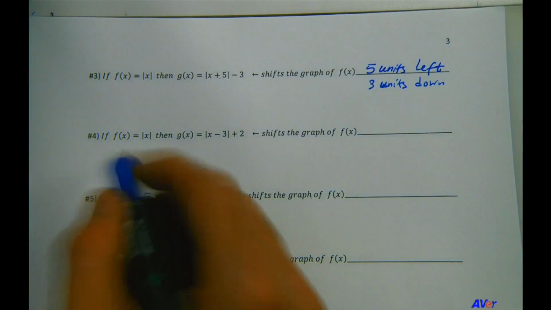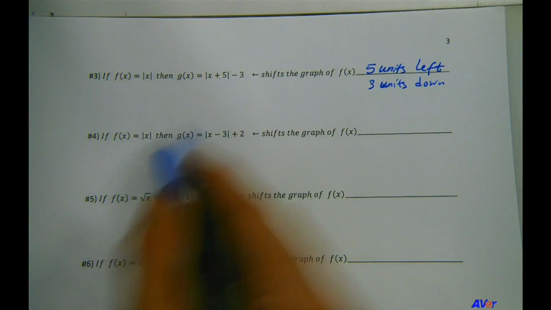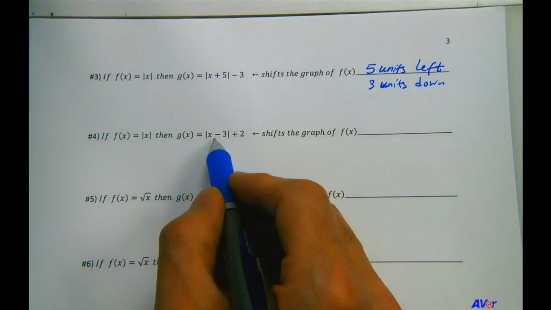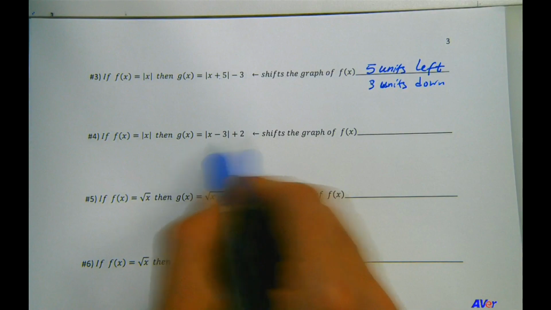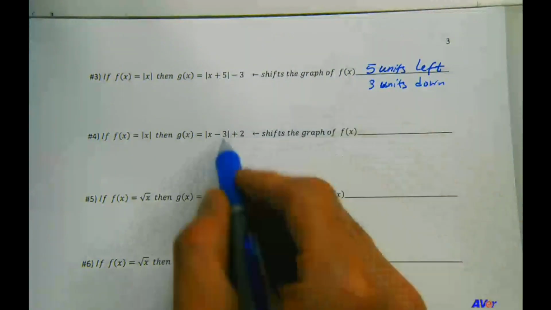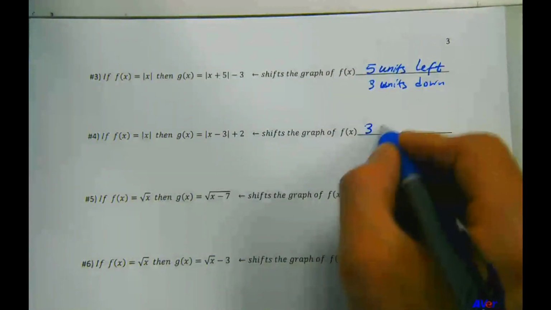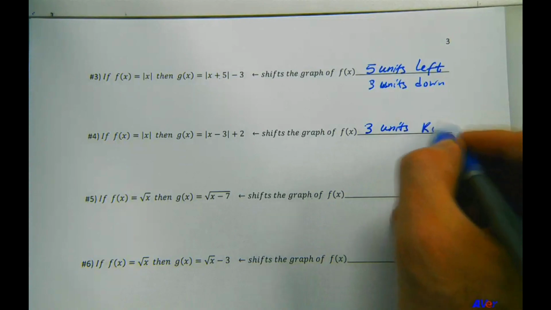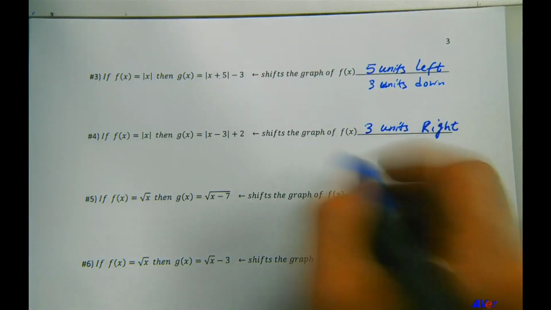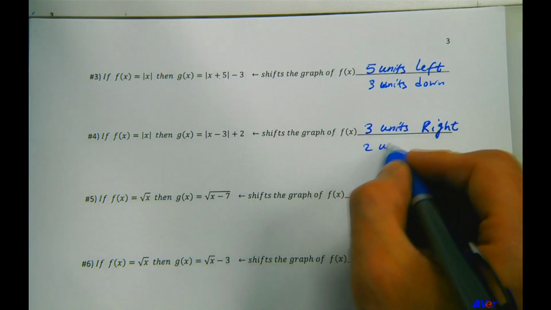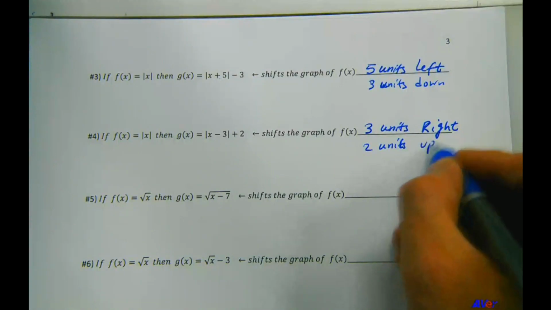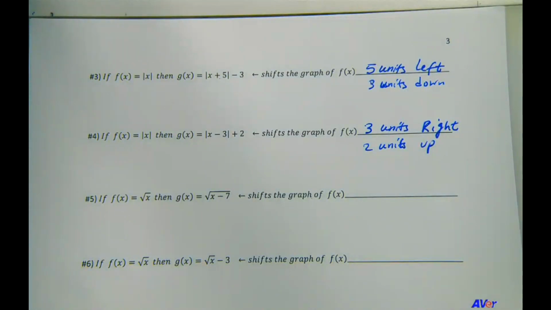Okay, so then we have the absolute value function, if it's transformed with the g of x function, absolute value of x minus 3 plus 2, how does this transform the absolute value function? Well, we have 3 units horizontal shift, right? In which direction? To the right. To the right. And we have 2 units movement or transformation up. 2 units up. Okay, so let's look at this on the computer.